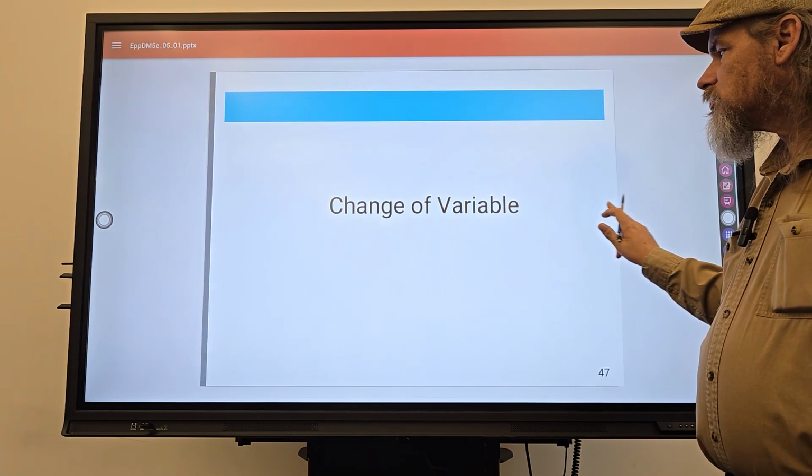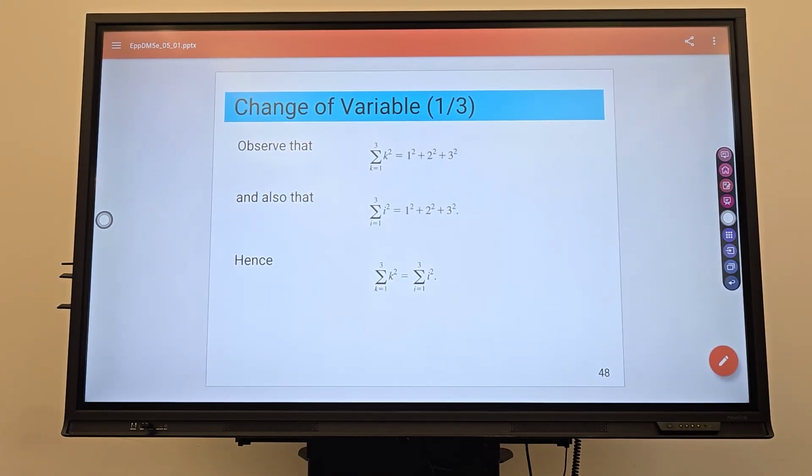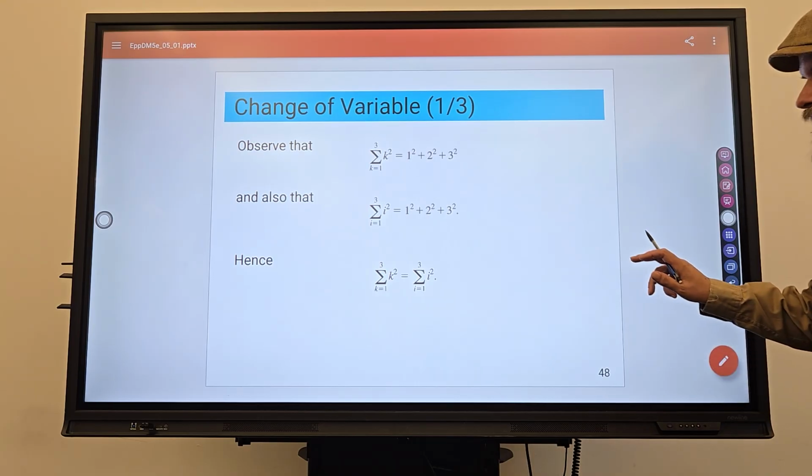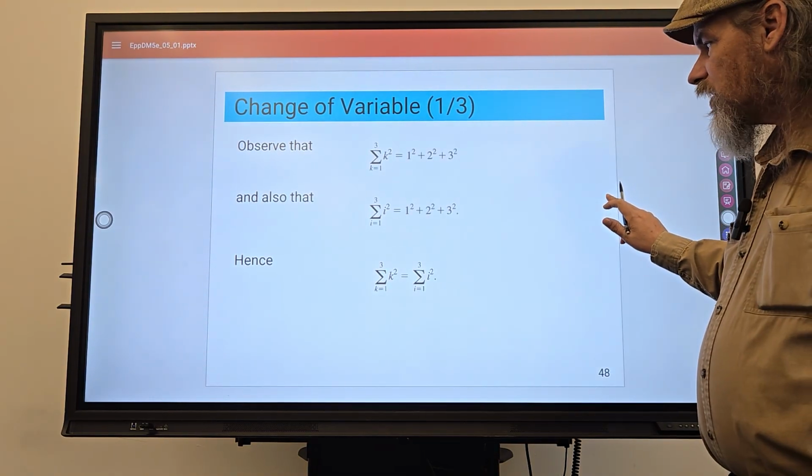Change of variable. Observe that these two sequences are defined the same with different variables. Therefore, the summations are the same. So you can swap variables around if they are defined the same.